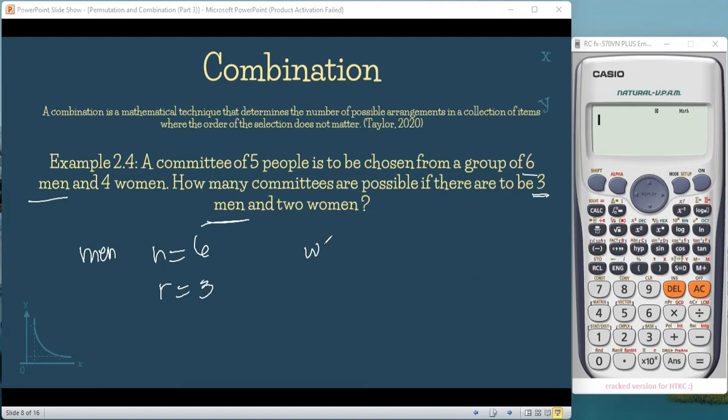And sa women naman po, meron tayong N, which is 4 women. At meron po tayong R na 2 women. Doon daw po sa 5 na yon, kailangan meron daw po tayong 2 babae. So, i-add po natin 3 plus 2, still 5 pa rin po. So, ibig sabihin, magkakaroon pa rin naman tayo sa isang committee ng 5 people, pero may condition na dapat 3 daw po yung lalaki at 2 yung babae.